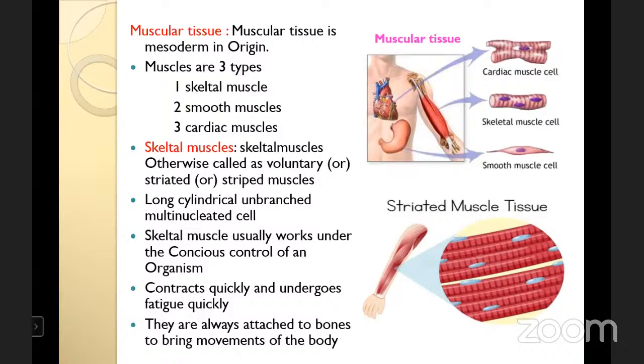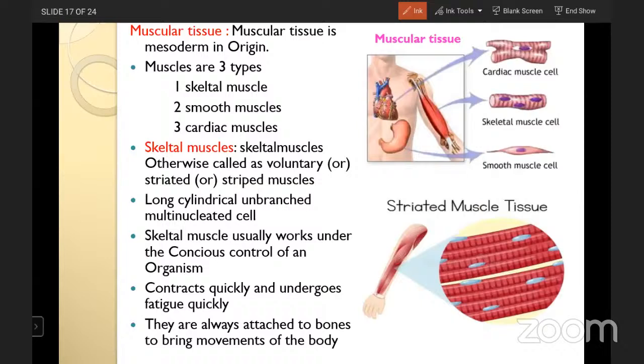Muscular tissue is mesoderm in origin. It is of three types: skeletal muscles, smooth muscles, and cardiac muscles. The skeletal muscles. First we go with the skeletal muscles. The skeletal muscles, otherwise called as voluntary.